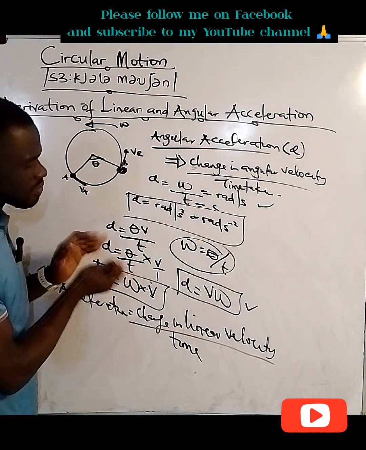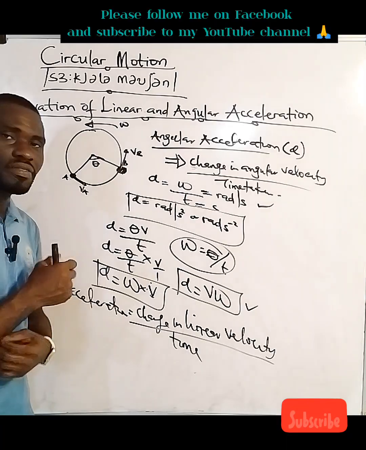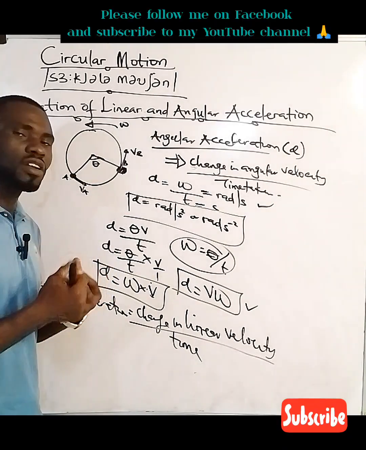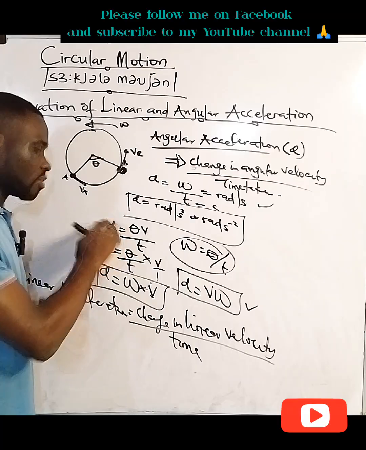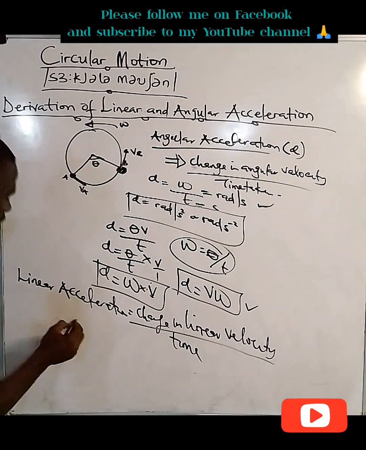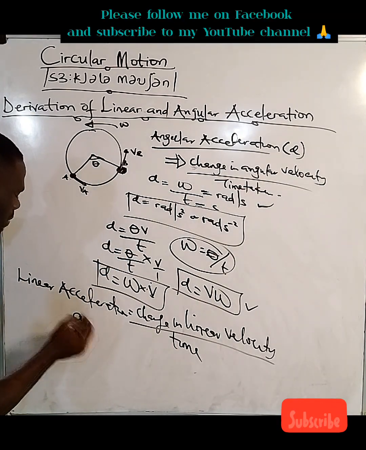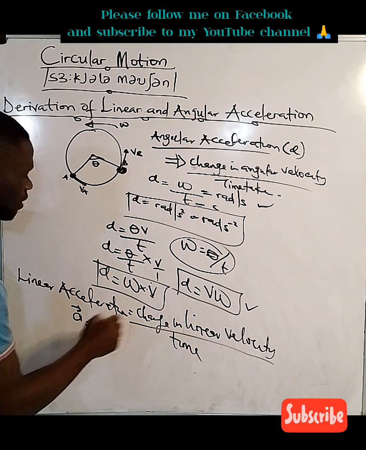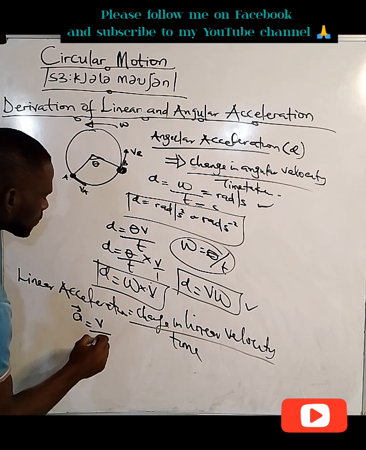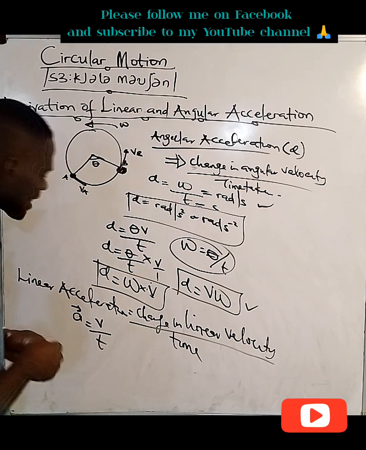If you look at the second formula for angular acceleration, it's not just change in velocity. It's change in velocity with a very tiny angle involved. And that's why we have this. But for linear acceleration, we're going to use the normal acceleration. Linear acceleration is change in normal linear velocity over time taken. That is what it is.